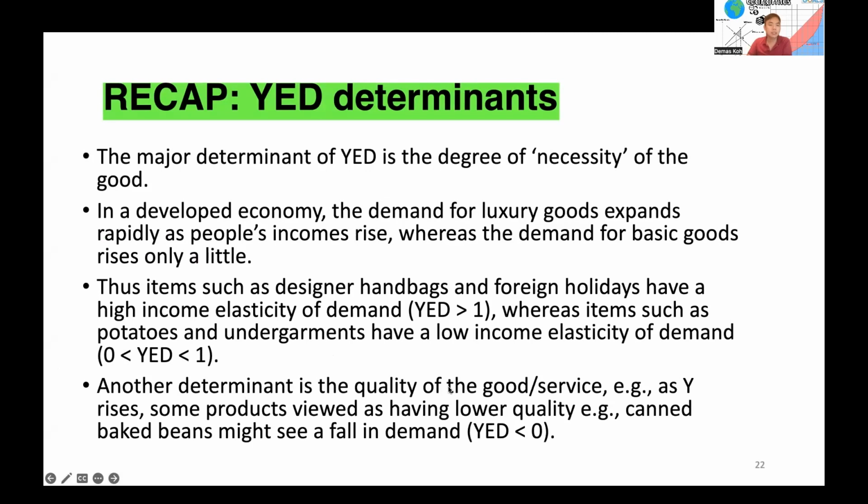Right. Another determinant is the quality of the good and service. So for example, as income rises, some products initially viewed as having an okay quality might be seen as, after the rise in income, having a lower quality. So for example, canned baked beans might see a fall in demand when incomes rise. So the YED is lower than 0, it's negative.